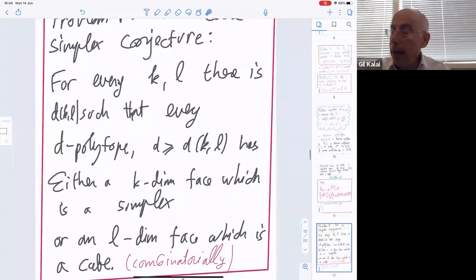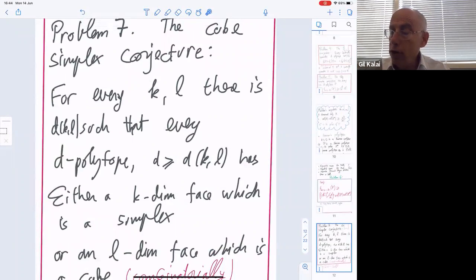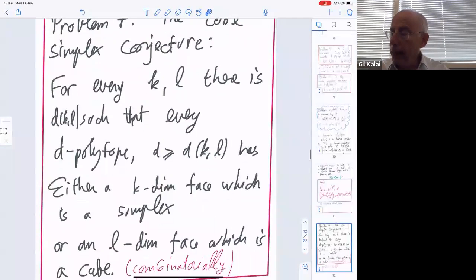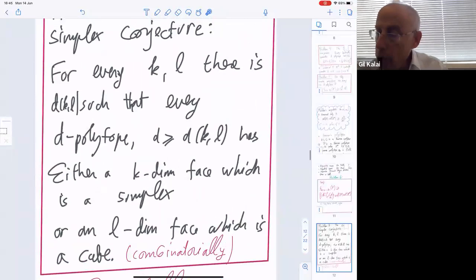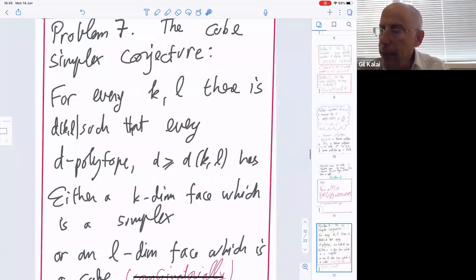For every k and l, there is a function d of k and l, such that every d-polytope, if d is greater than d(k,l), has either a k-dimensional face, which is a simplex, or an l-dimensional face, which is a cube. When I say a cube, I don't mean literally a cube, but combinatorially equivalent to a cube. So it is a very daring conjecture of Ramsey type. I don't know if it's true.